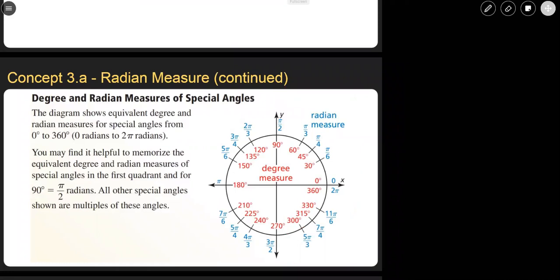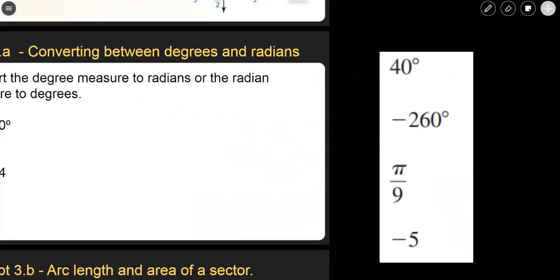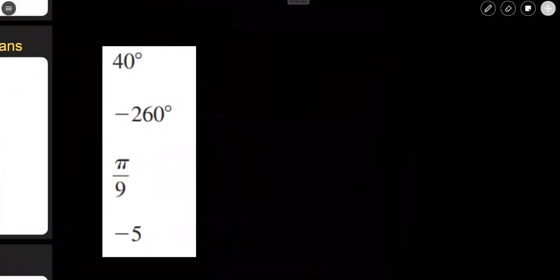Then we talked about this diagram. This is called the unit circle. Well, this is not really the unit circle. This is equivalent radian and degree measure. But later on in 9.4, we connected this circle and all these special degree measures to something like the labeled unit circle that has X and Y coordinates for all these points on a unit circle of radius 1. So then we converted between degrees and radians, and we'll do a couple of these really quick.